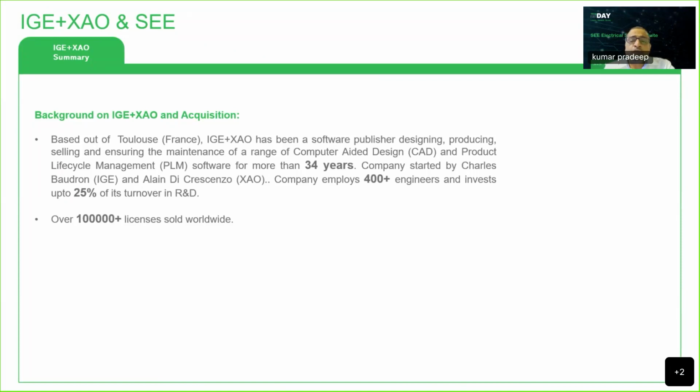Today, it employs more than 400 engineers, out of which close to 150 are in R&D and design. And we all say Schneider invests 5% of its turnover in R&D. IGE+XAO invests 25% of its turnover in R&D. And in the last 34 years, there are more than 1 lakh licenses sold worldwide of this software. So that's about IGE+XAO. How has it become part of Schneider?